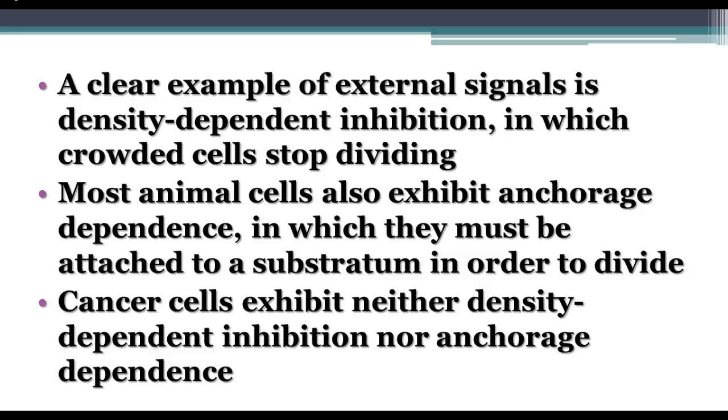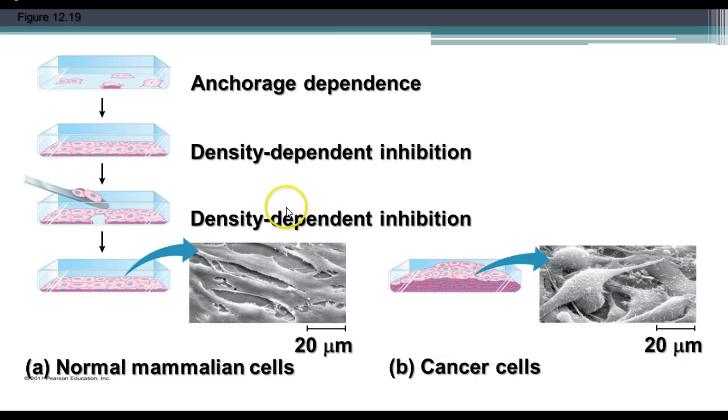There's also something called anchorage dependence. Animal cells mostly have to be attached to a substrate. They can't just grow like in a broth culture like bacterial cells can. Cancer cells are different because they can continue dividing whether they're inhibited by density or anchorage. They don't need either one of those things to continue dividing. The anchorage dependence shows the substrate they may have to join to. The density dependent means that they're going to stop dividing until there's a break or an open place. And cancer cells are going to keep on going whichever way.